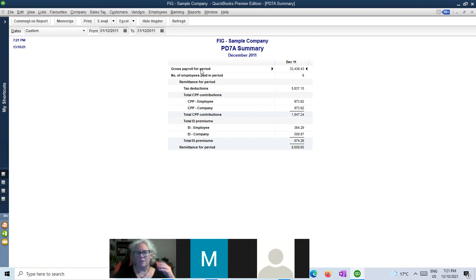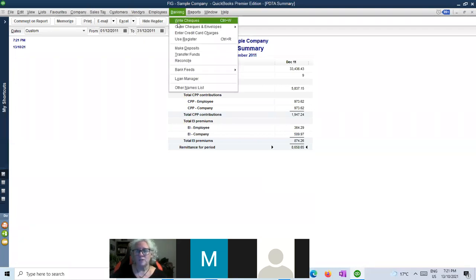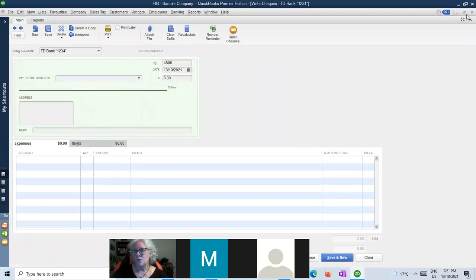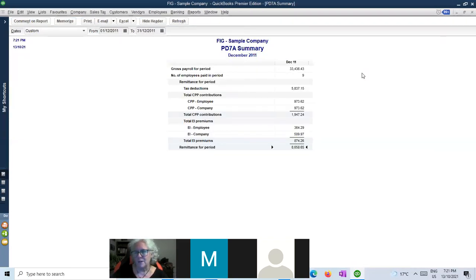It's really cool. This PD7A is amazing because it tells you exactly the CPP that was deducted from the employee and the CPP that the employer owes. So there's employee, company, and then there's EI and company. And then it tells you what you need to remit right there. Problem: if you go to write checks and post it from here, you're not relieving the payroll liability.